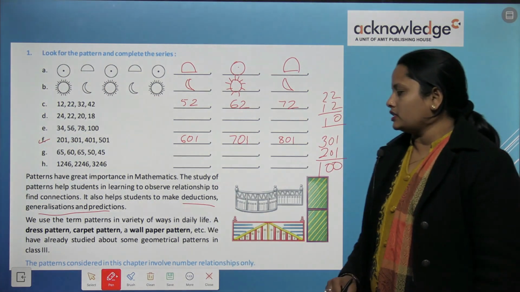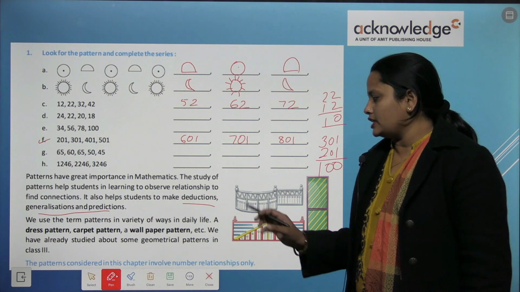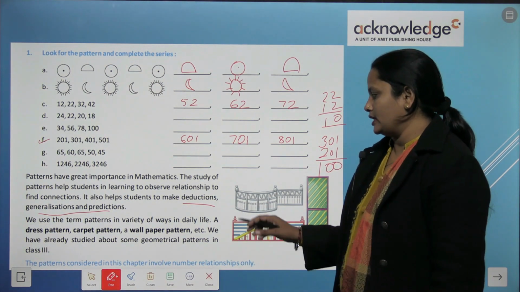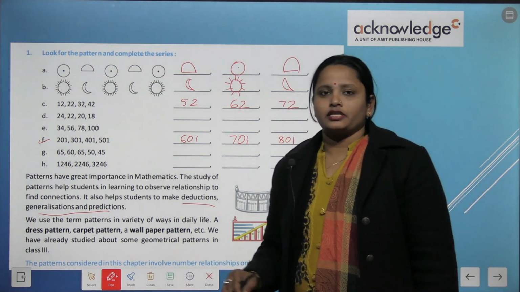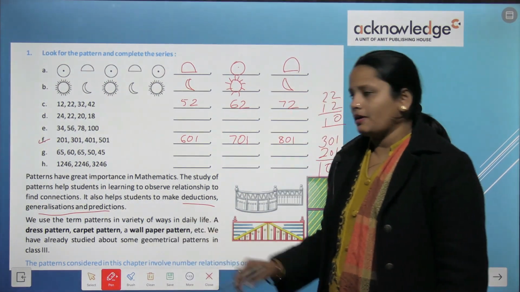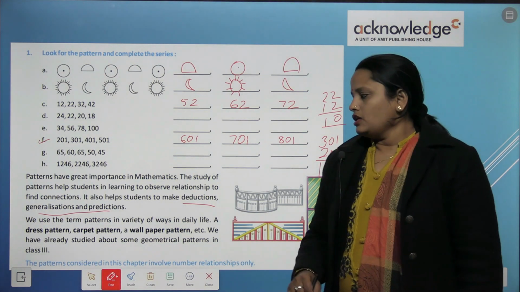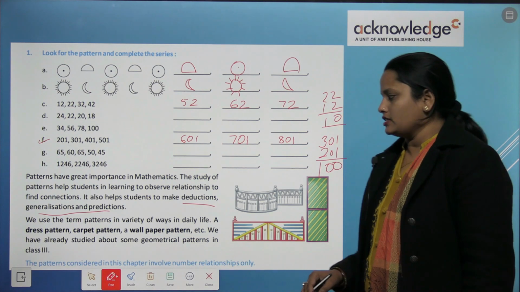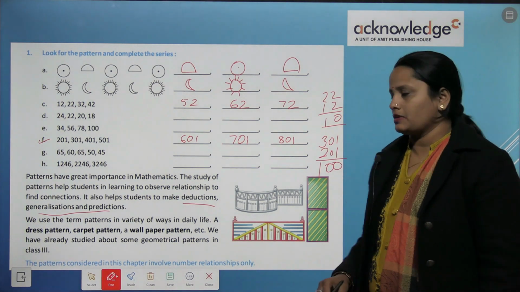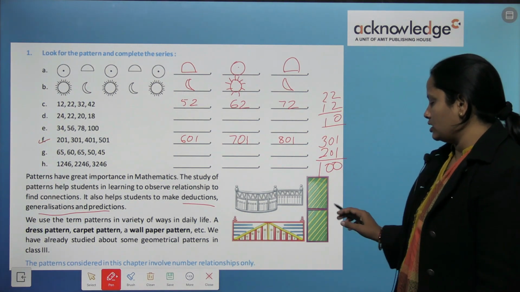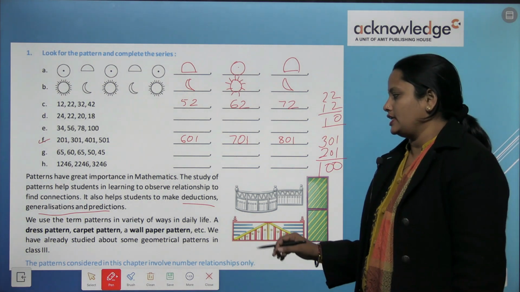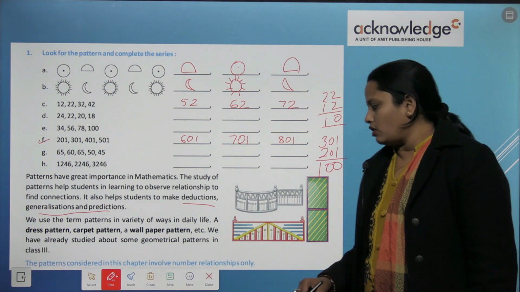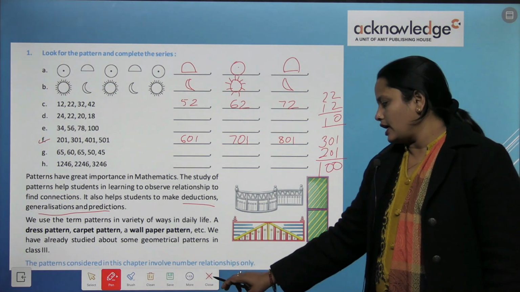We use the term pattern in a variety of ways in daily life. ये जो pattern है हम अपने daily life में use भी करते हैं. A dress pattern, dress का एक pattern, carpet का एक pattern है, wall का pattern है. And we have already studied about some geometrical patterns in class 3. So class 3 में भी बहुत सारे patterns के बारे में पढ़ चुके हैं. Here you can see there are different patterns that we see in our daily life. The patterns considered in this chapter involve number relationships only.